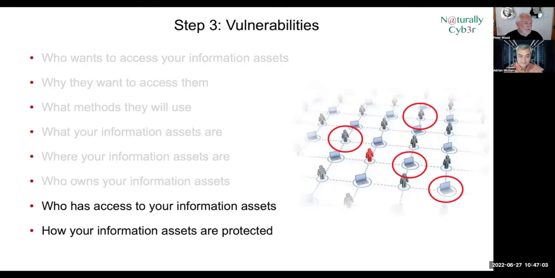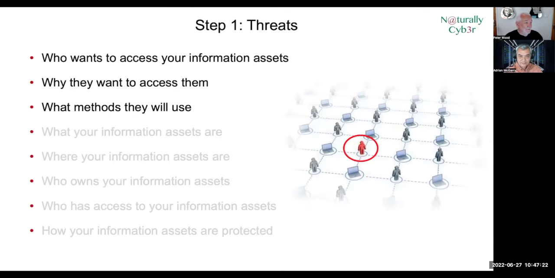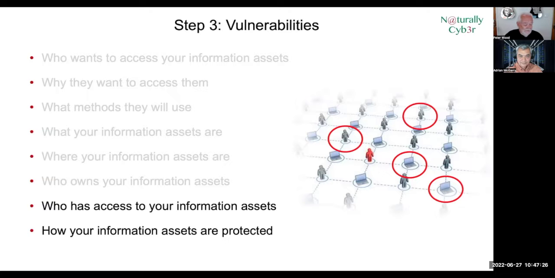And then the 3rd step, which is thinking about vulnerabilities, is understanding who has access to that information in the business and in, of course, partners and third parties, and how they're currently protected. So those are the 3 introductory slides. Step 1, the threats. Step 2, the assets. Step 3, the vulnerabilities.